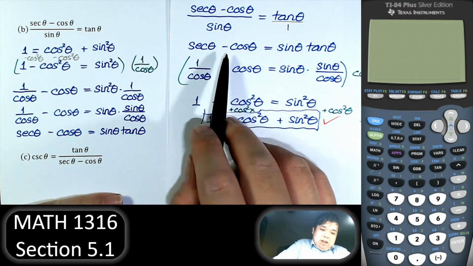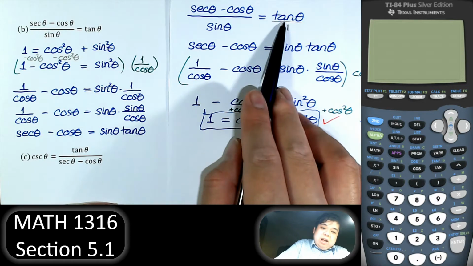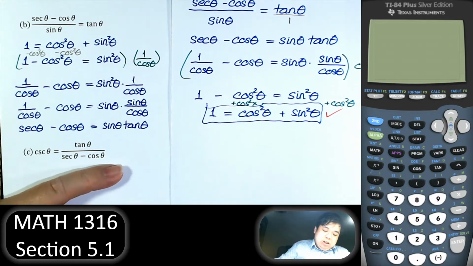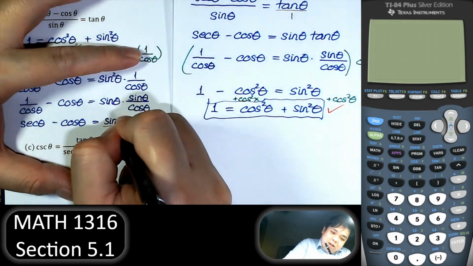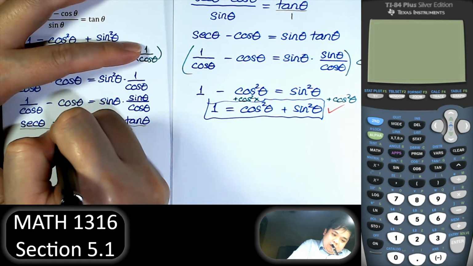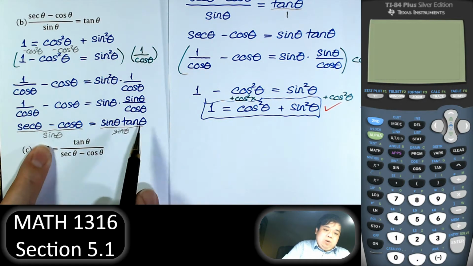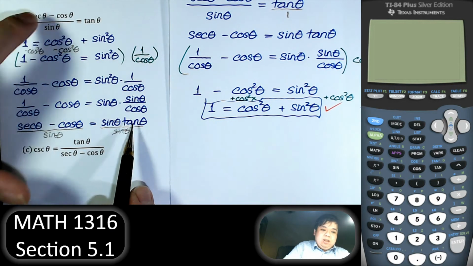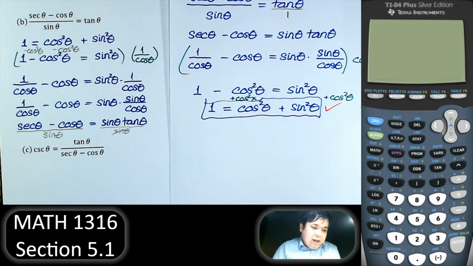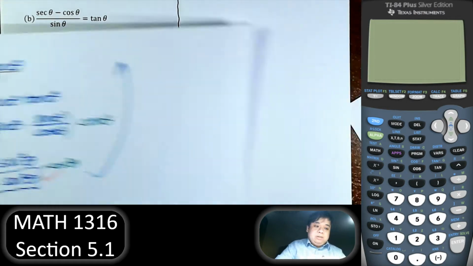And finally, cross multiply. But the reverse of that is, if we want to get this side to be tangent, all we need to do is divide by sine on both sides. And then you cancel. We have secant minus cosine over sine equal to tangent, which is that. So that's certainly proof. Of course, I should write that statement again, but I'm running out of space. Here we just say secant minus cosine over sine equal to tangent. Of course, that's one way to prove it.